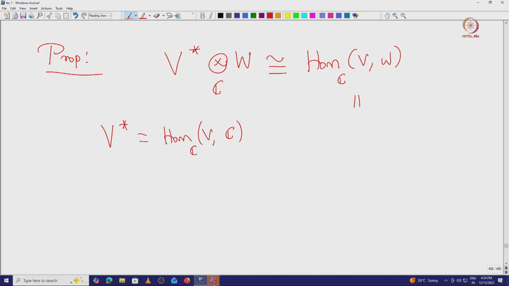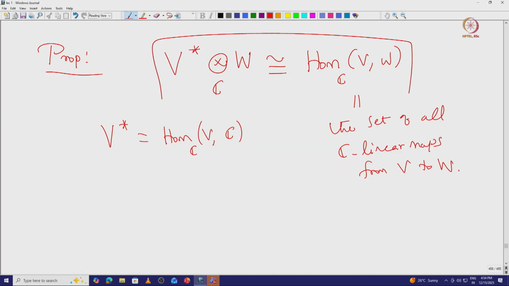So, Hom(V, W) is nothing but the set of all C-linear maps from V to W. This is an important vector space isomorphism, again an isomorphism as vector spaces. Later we will see that this actually holds as G-representations. First of all, why do we expect something like this?